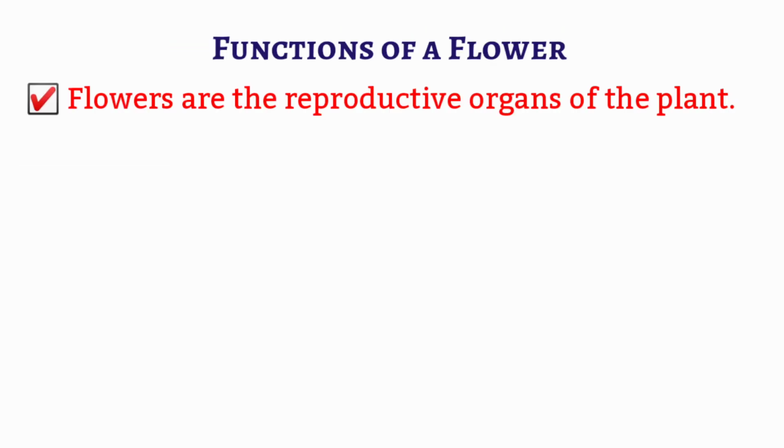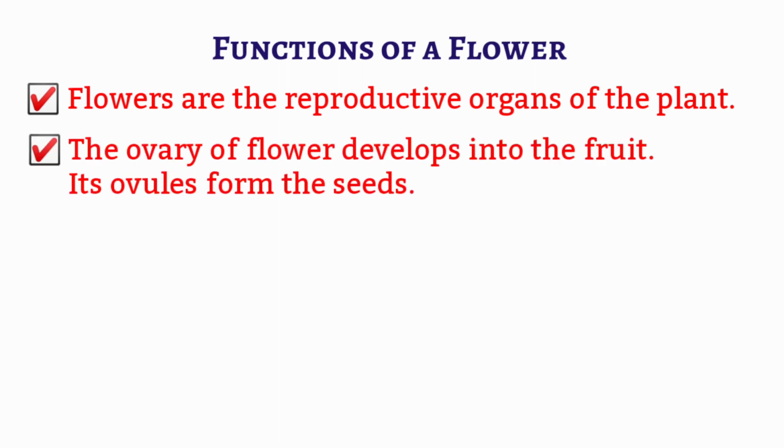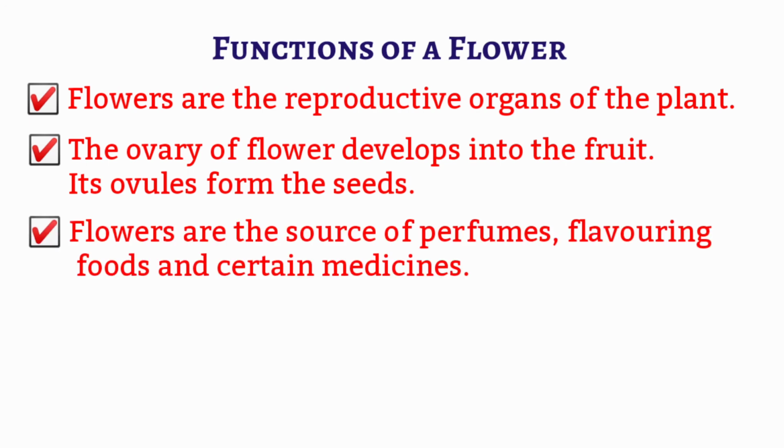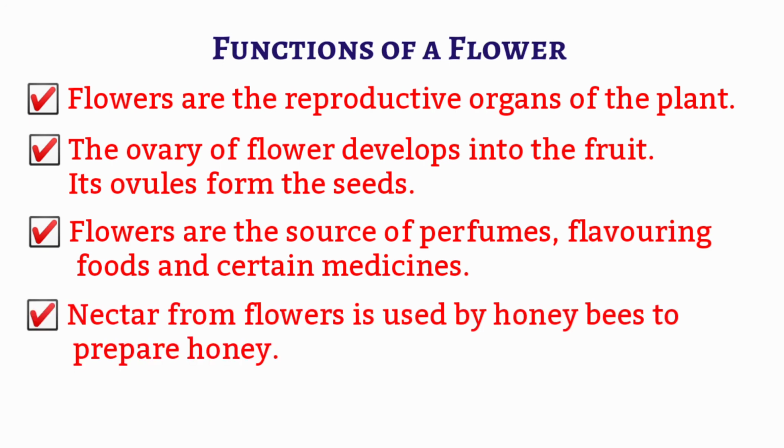First, flowers are the reproductive organs of the plant, as we have discussed. Second, the ovary of the flower develops into the fruit. Its ovules form the seeds. Next, flowers are the source of perfumes, flavoring foods and certain medicines also. Next, nectar from flowers is used by honeybees to prepare honey.